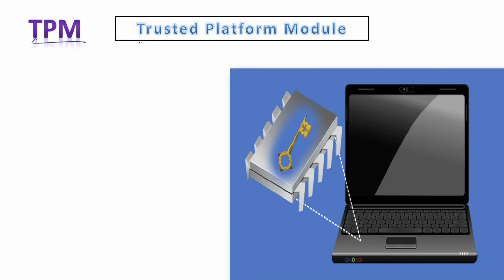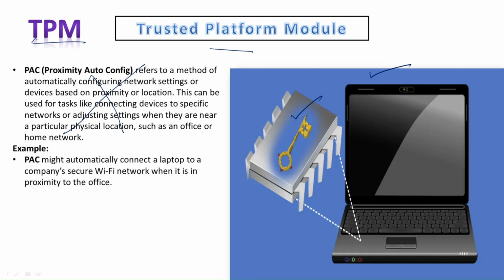TPM is Trusted Platform Module. Again, this definition is not for TPM. So TPM is a security chip that is built in modern hardware such as laptops and PCs, and it stores encryption keys, and these keys can then be used for secure encryption of storage devices as well as hardware integrity. And this chip is basically tamper proof. It means you cannot physically extract the keys from this chip.